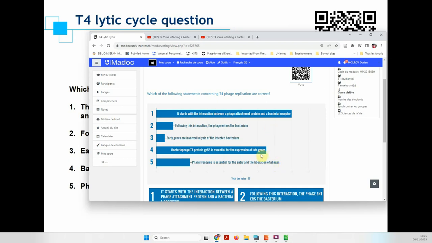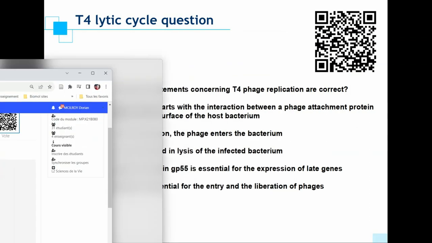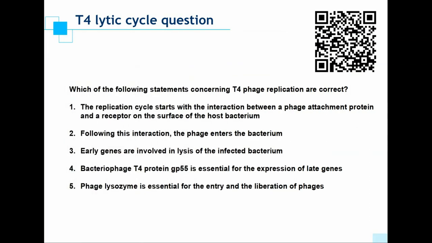4, GP55 is essential for the expression of late genes. True, that's true. And this one, 5, is also true. Not many people got this one. Because remember, in the initial step, the phage lysozyme punches a hole in the peptidoglycan to allow the tail to punch through. And at the end, phage lysozyme allows the release of T4 phage from the infected cell.